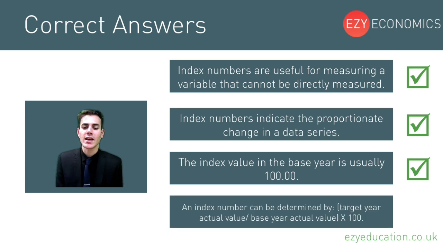And finally, an index number can be determined by doing the target year actual value divided by the base year actual value multiplied by 100. That, of course, is the combined process for calculating the index number for a specific data point.